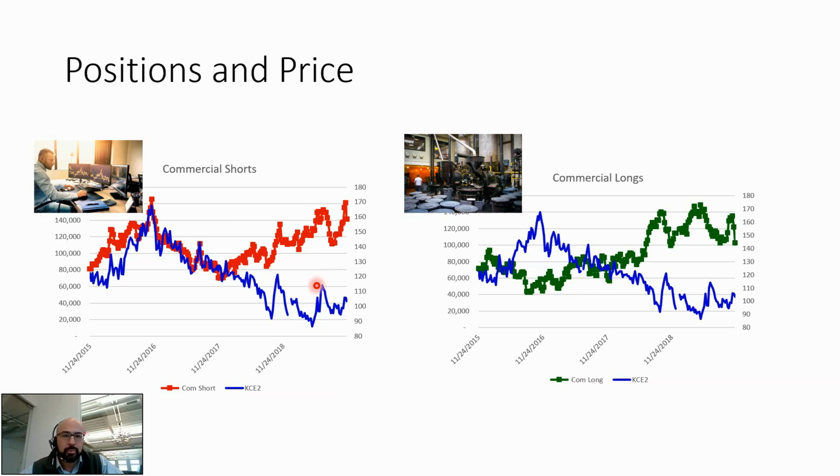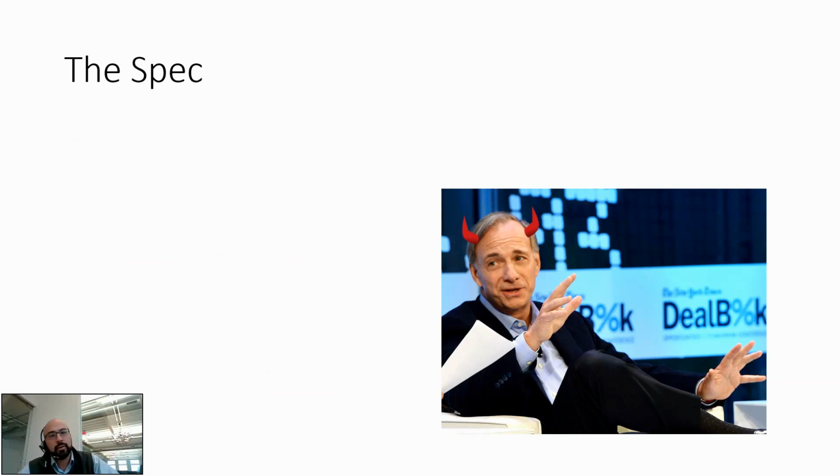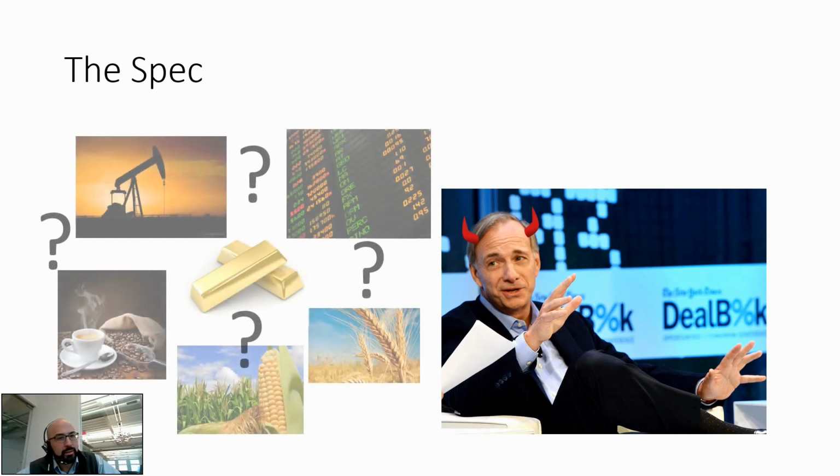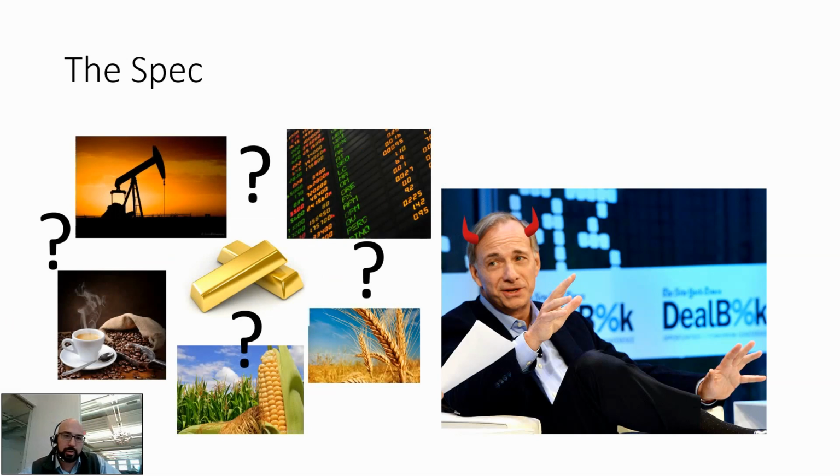Here we can see the commercial shorts on the left, commercial longs on the right. When prices are high, you see that commercial shorts sell more. When prices are low, the commercial longs are buying more. The commercials must trade coffee futures to hedge their coffee operations, but the speculator, on the other hand, has a choice in which commodity to trade.